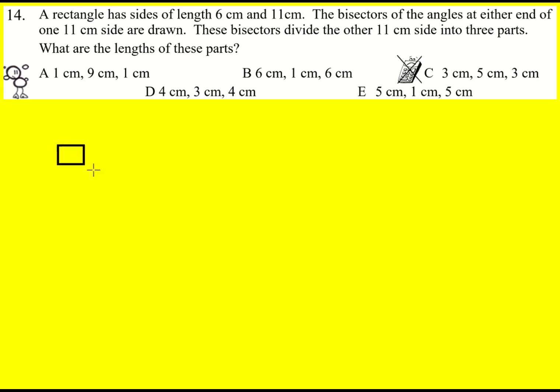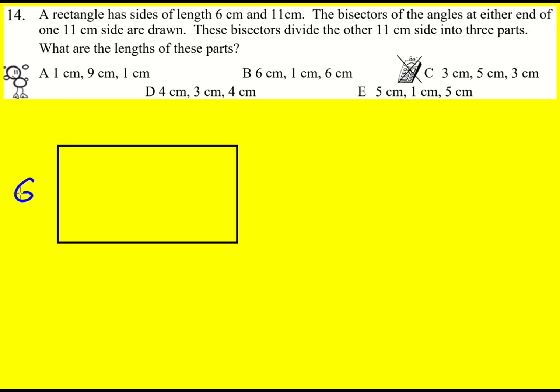I'm going to go through this question in two different ways. First of all, how I did it. So I've got my rectangle, and let's say this is 6 centimeters and this is 11 centimeters. We're going to pick one of the 11 centimeter sides and draw the bisectors, so the angles at either end. So this would be one, and this would be one.